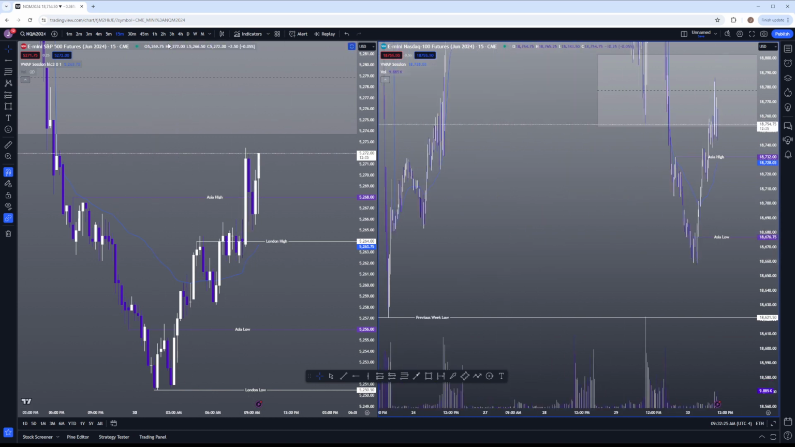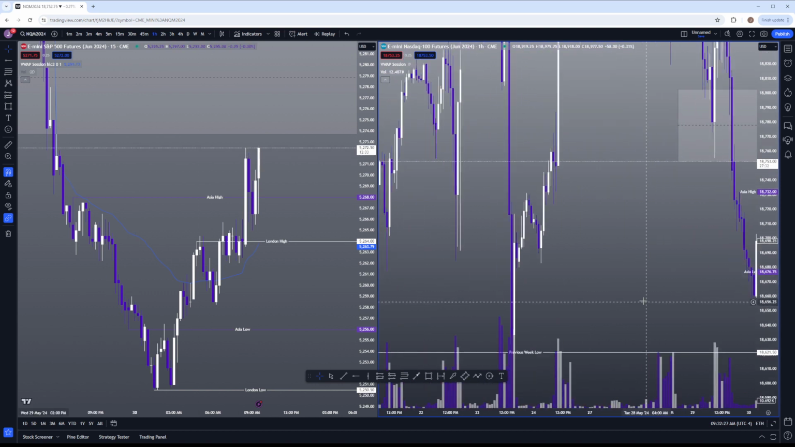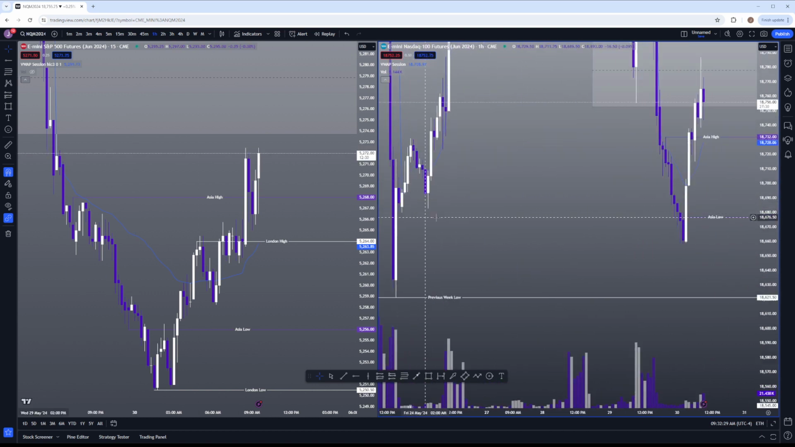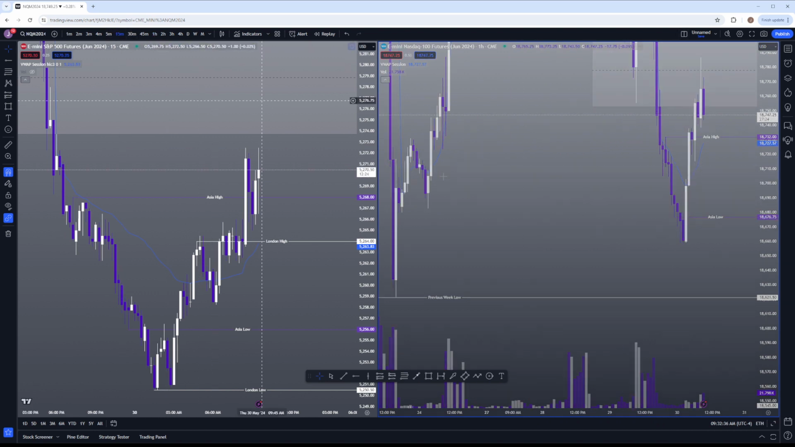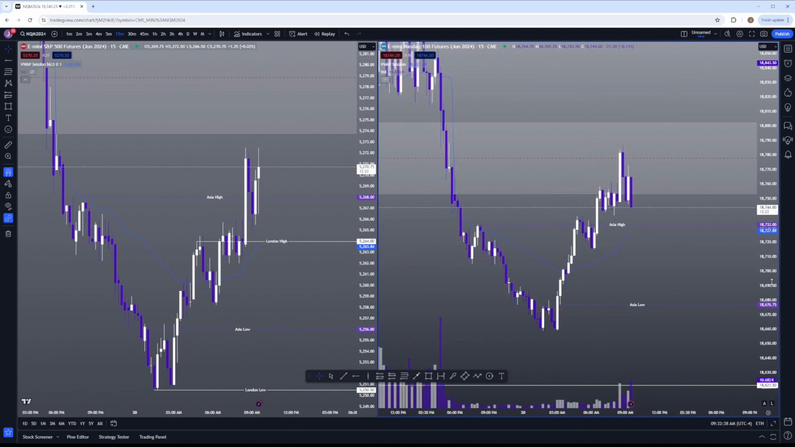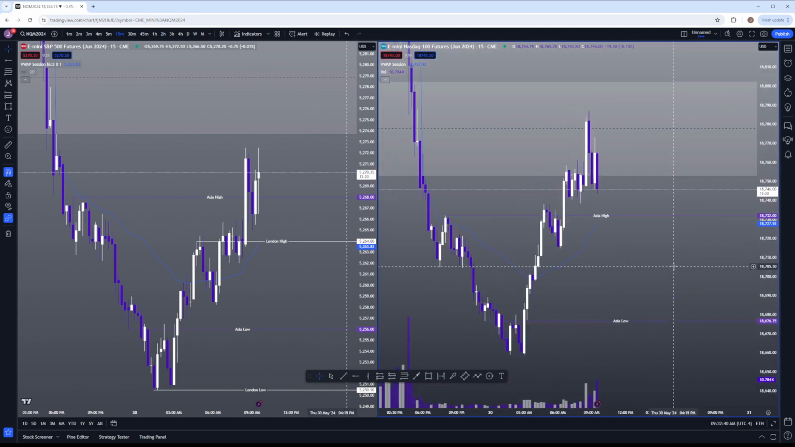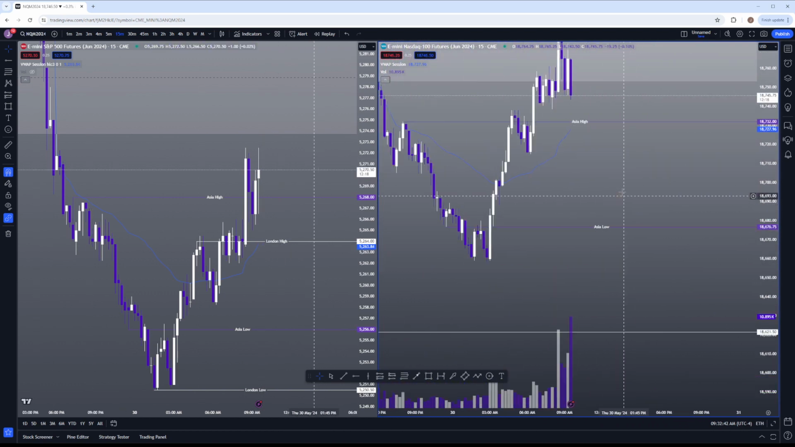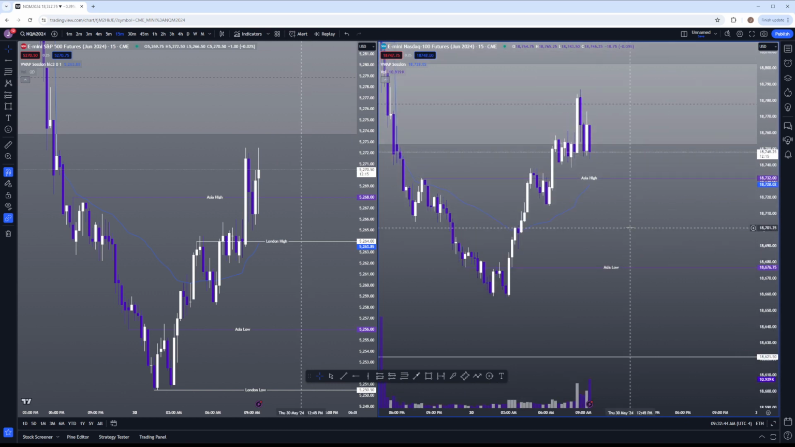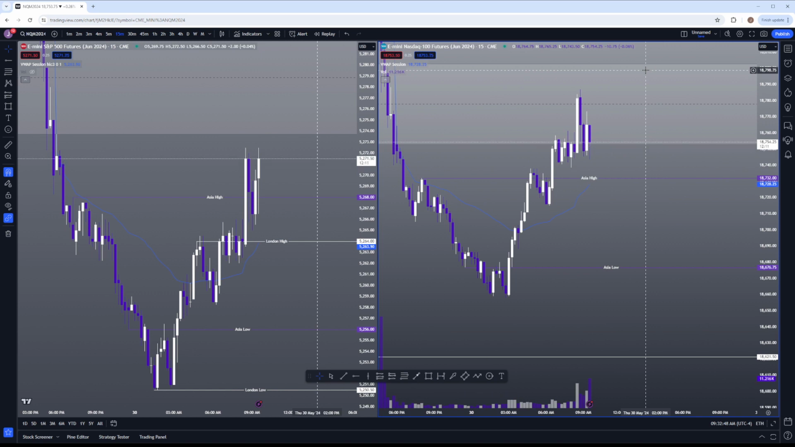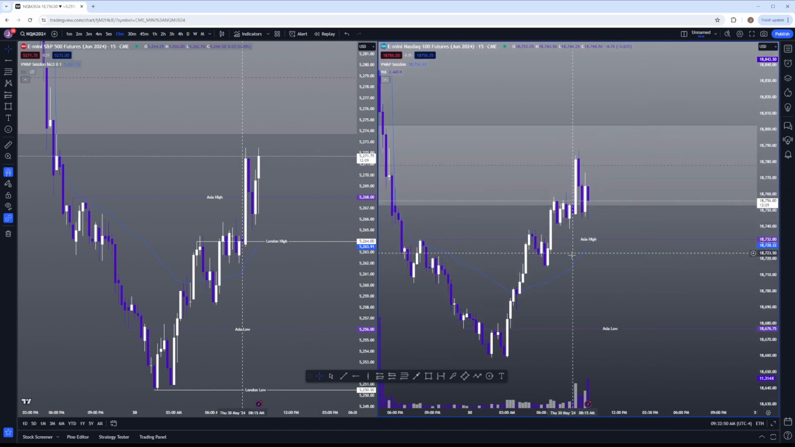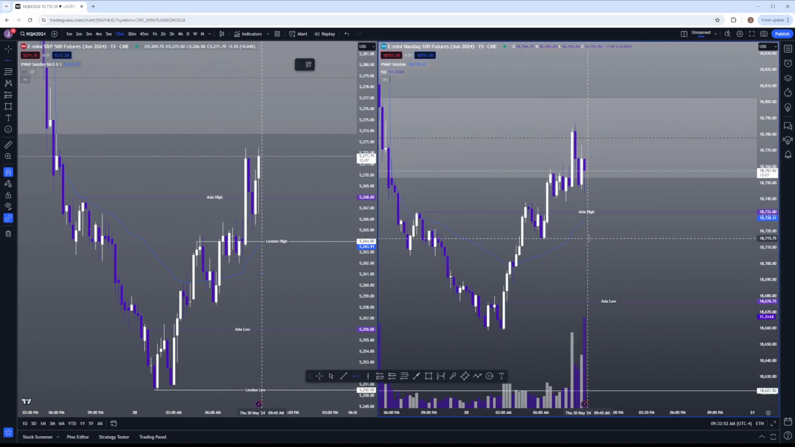We came down on the 1 hour. You can see that we swept this external low down here at the swing low. We swept Asia low, and then we pumped and took out Asia high. So we can expect that to happen pretty often, especially when we take out an external liquidity level as well as an Asia high or Asia low. We can expect that reversal.